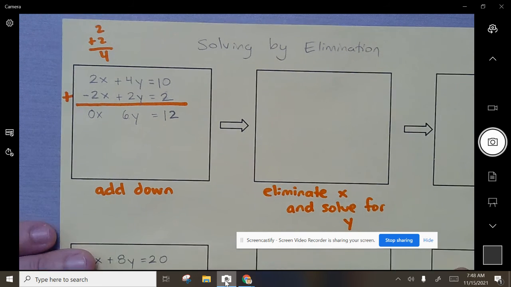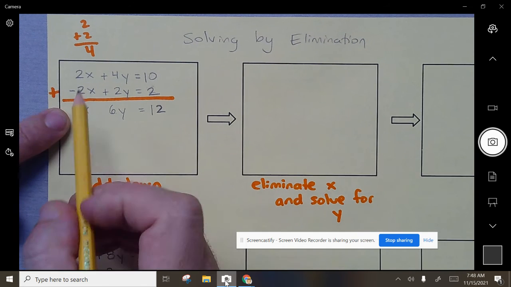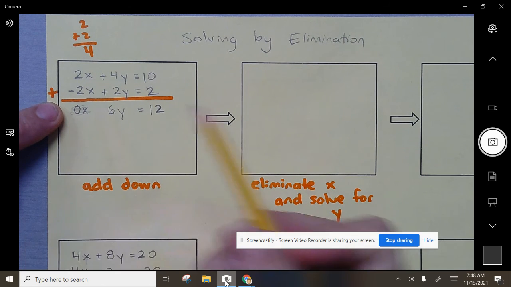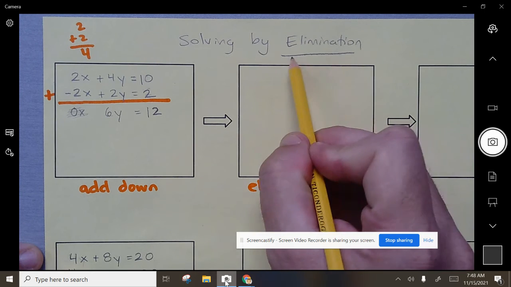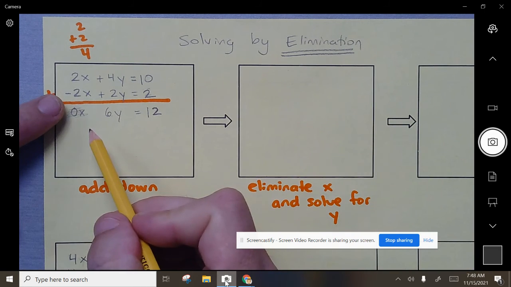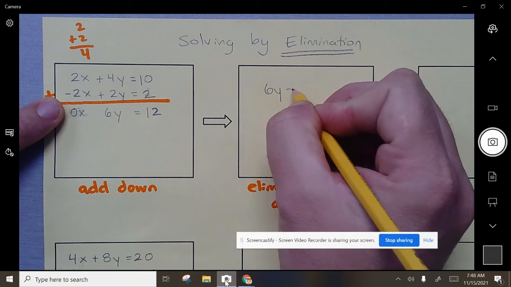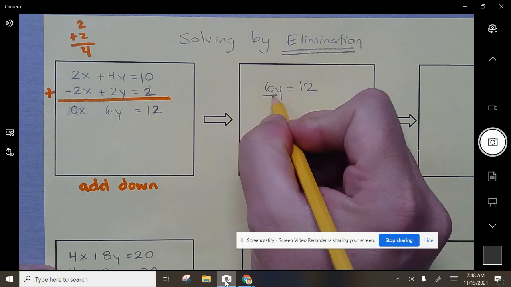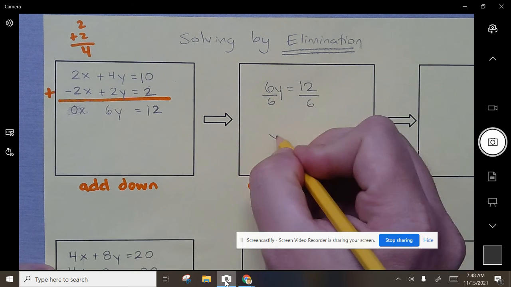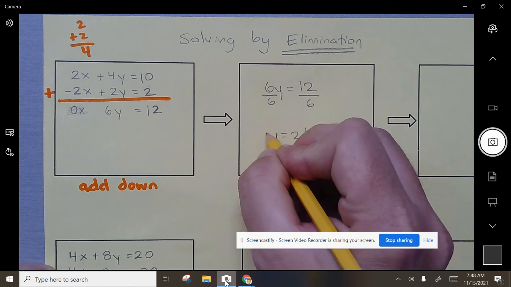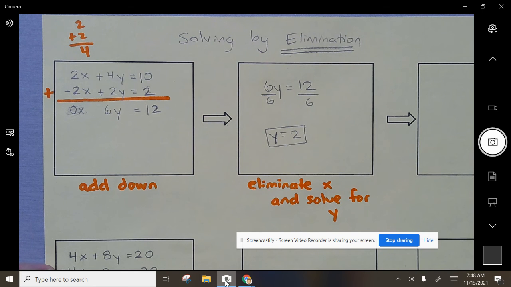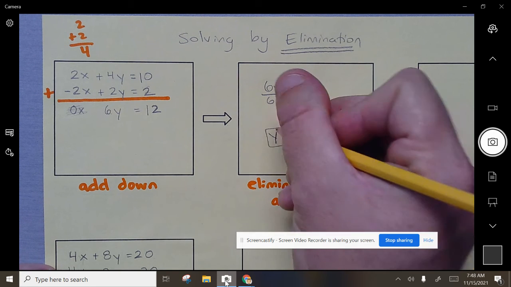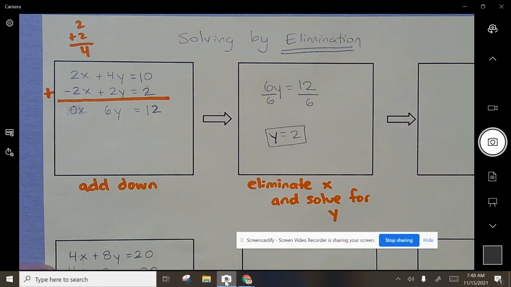So notice that once you have a 0x, it's eliminated. And we're solving by elimination. We destroyed it. It's gone. And all you have left now is 6y equals 12. Well, that's super simple. Divide by 6. What does y equal? 2. Okay? So that's your first part of your answer, right? You know what y is.